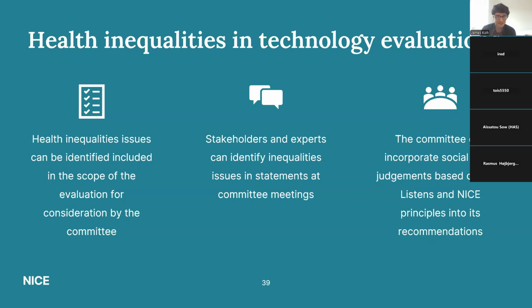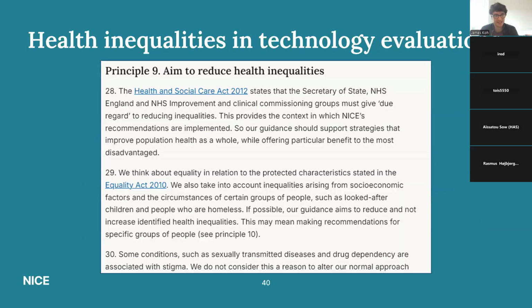And the committees themselves are allowed to incorporate social value judgments based on both NICE listens, which we just covered, and NICE principles. And there is an explicit NICE principle, Principle 9, which is around reducing health inequalities. So there's a key through line throughout the technology evaluation process that allows health inequalities to be considered.